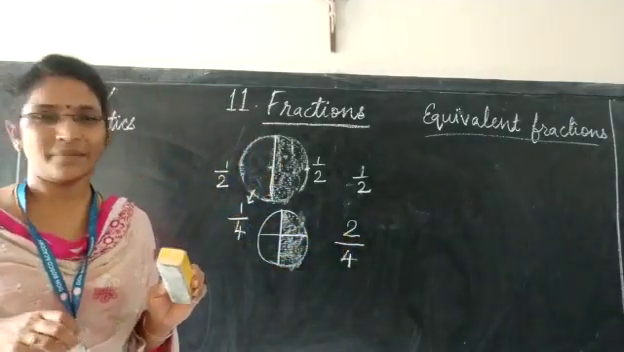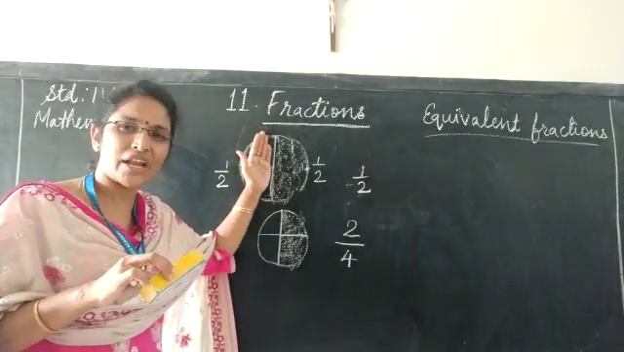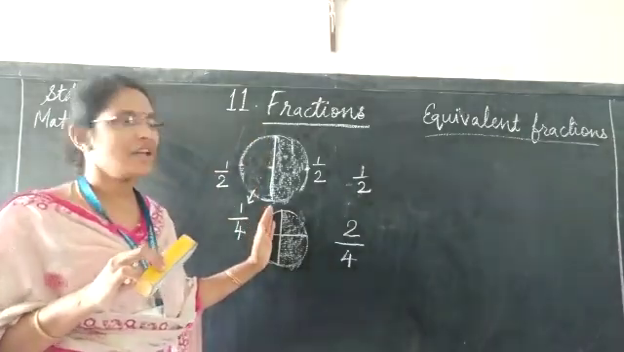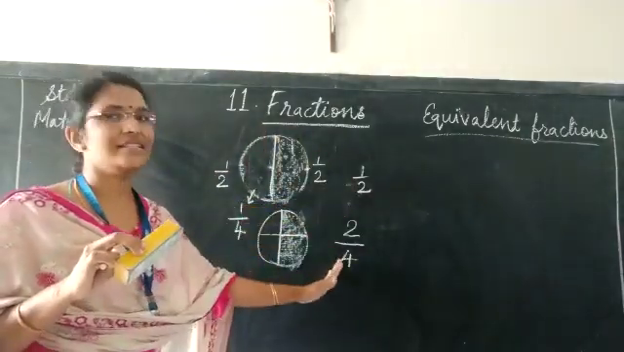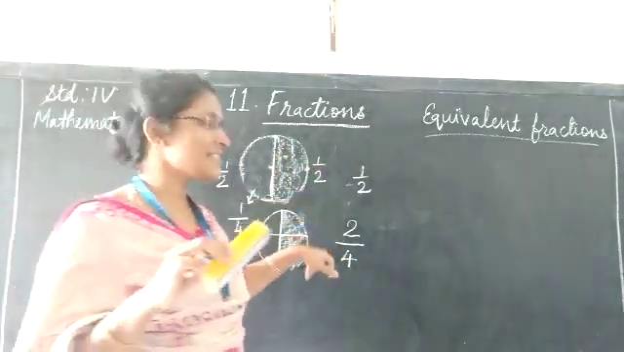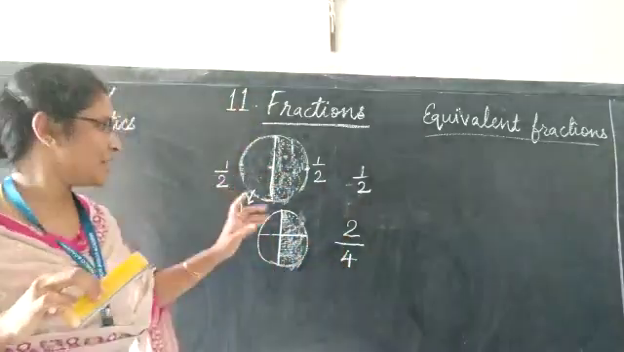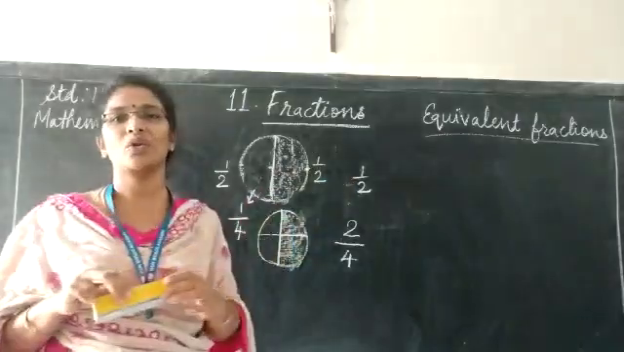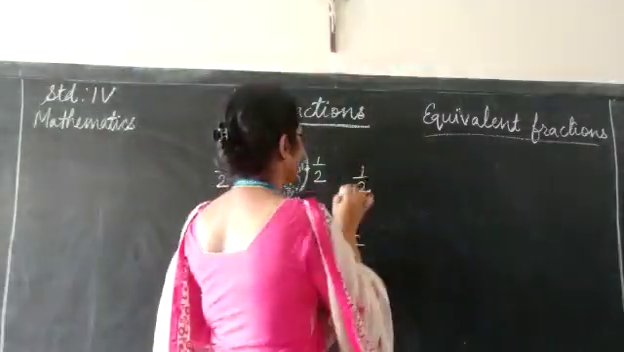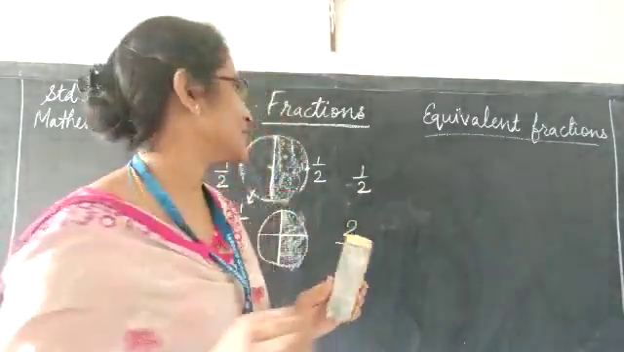the denominator. Now you can see here half of the figure is shaded and here also half of the figure is shaded. Means both the fractions represent the same portion. Both the fractions are different but they represent the same portion. These kind of fractions are called equivalent fractions. It means 1 by 2 and 2 by 4, they are equivalent fractions.